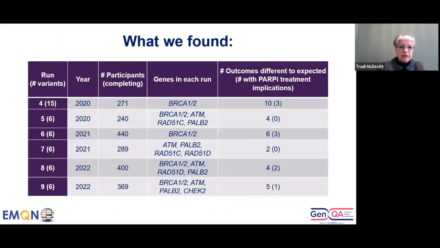So what we found then, this is just a summary of our findings. We looked at runs 4 to 9 over the years 2020 to 2022. You can see the number of participants who completed and the genes that were analysed in each run. So what we found was the numbers of outcomes that were different to expected are the first numbers in the final column. And of those, in brackets are the outcomes where the differences could be associated with clinical impact. So next slide, please.